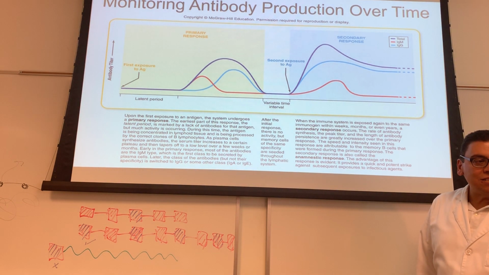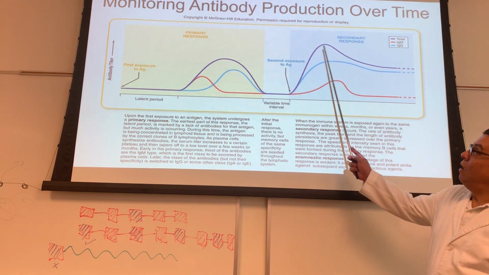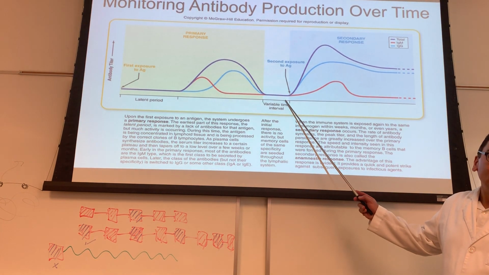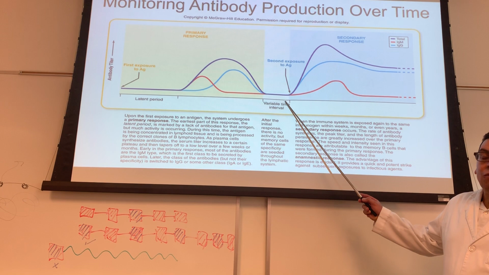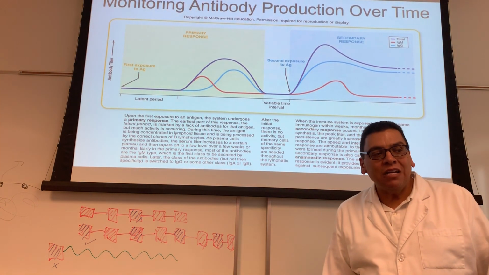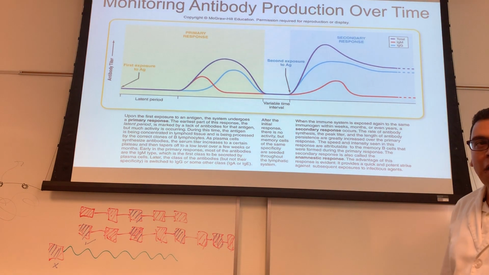So the idea of a secondary response is that it's quicker and more robust, meaning bigger. And you say, oh, I've seen you before. I'm going to react right away, and I'm going to react big. And that's the reason why we don't get sick the second time you see the same antigen, usually.